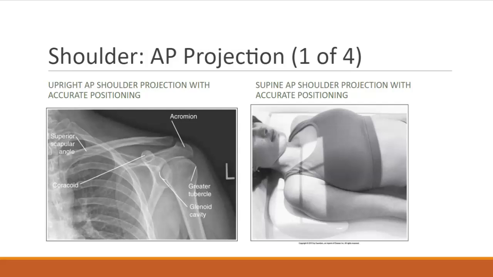In addition, image analysis guidelines state that the superior scapular body should be at the center of the exposure field. The glenohumeral joint, clavicle, proximal third of the humerus, and superior scapula are all to be included within the exposure field.